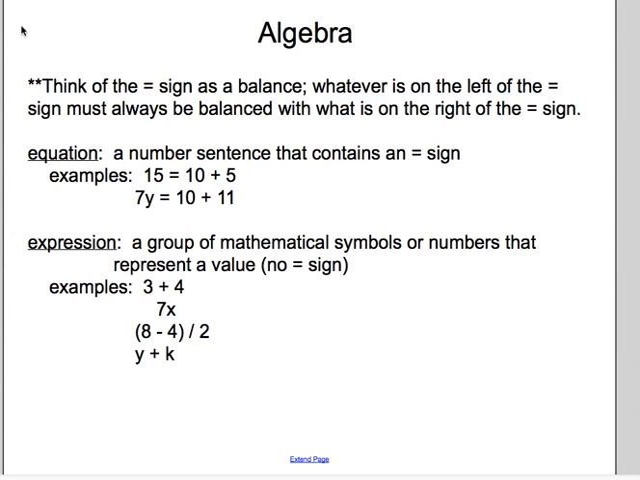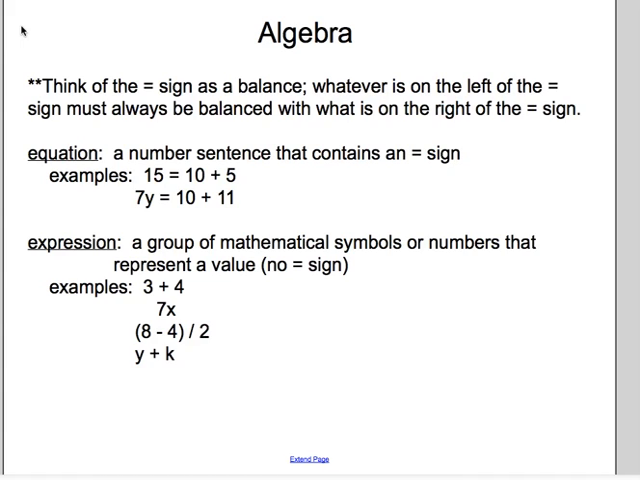What this is, it's algebra, and we're beginning to work with algebra. I want you to put some of these notes in your notebook. So go to your next clean page. Your heading is algebra, so write that down, and copy down these notes. Now, think of the equal sign as a balance. Whatever's on the left of the equal sign must always be balanced with what is on the right of the equal sign.